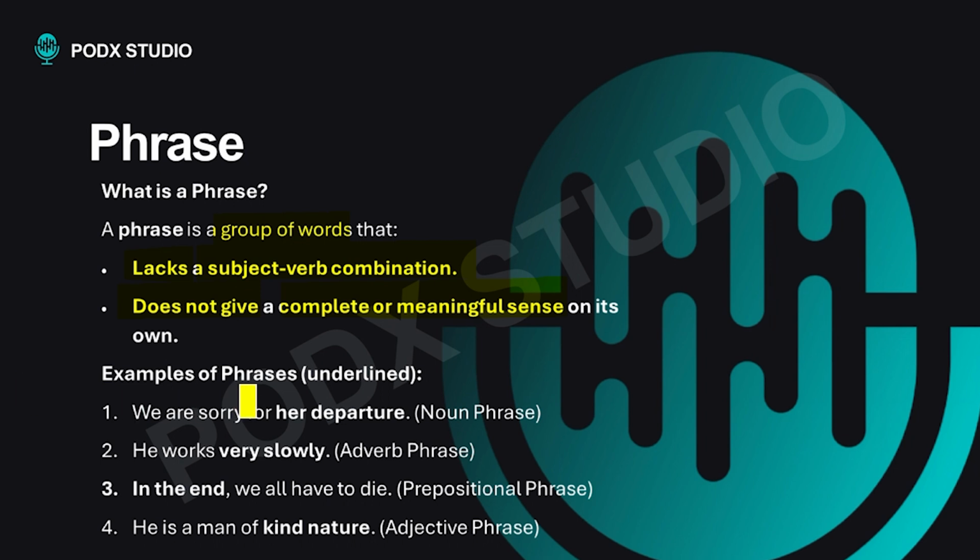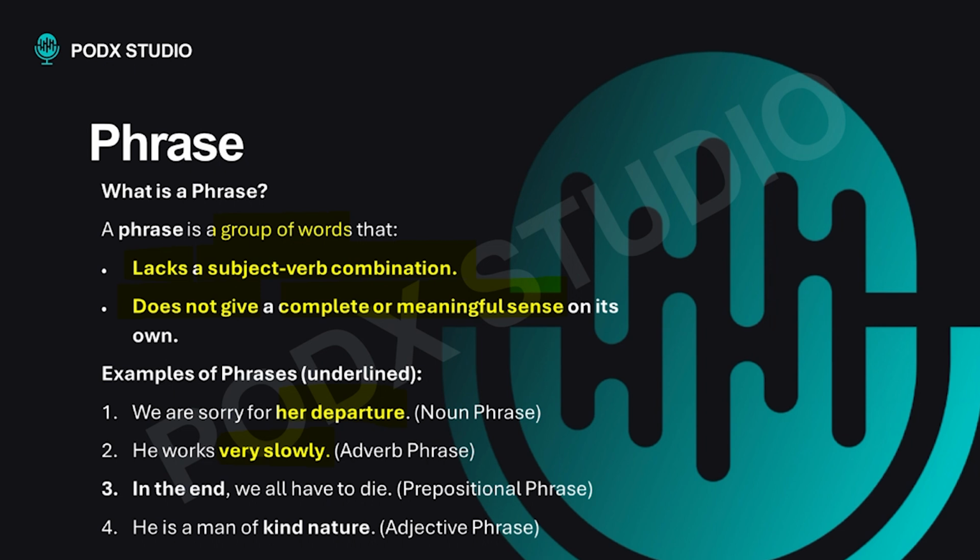So here, her departure. In this first example, her departure. If I say her departure, you will ask, what about her departure? It is not giving a meaningful sense or meaningful thought. That's why it's a phrase here. The second example, he works very slowly. Again, very slowly is a phrase. It does not have the subject plus verb combination, but he works has the subject plus verb combination. That's why it is a clause. But very slowly is a phrase. It is not having the subject plus verb combination.